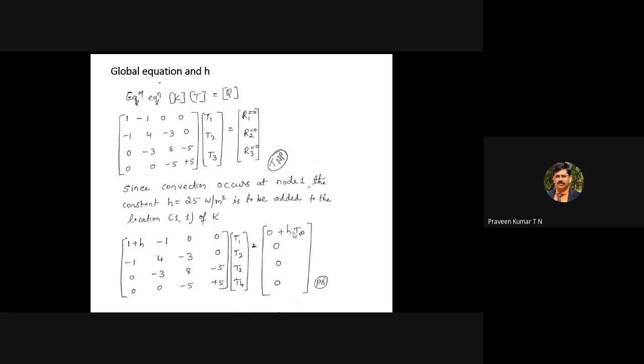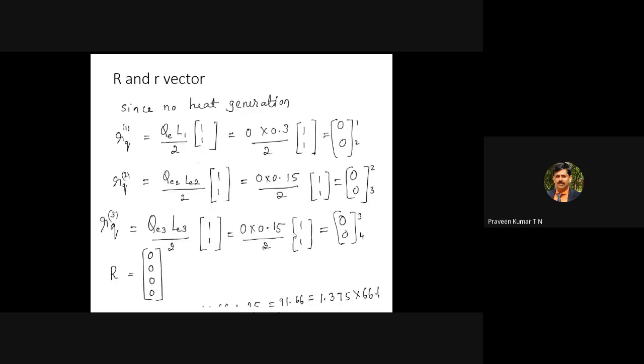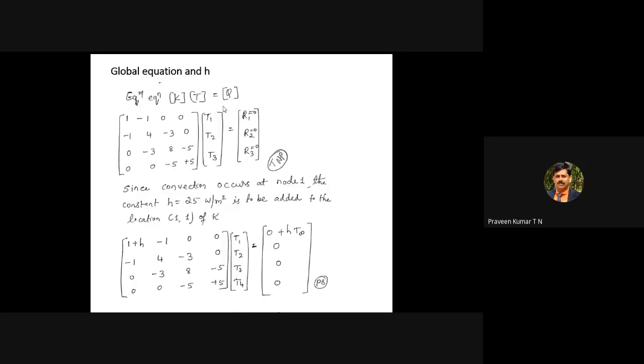The remaining previous steps are exactly similar to the bar problem. Here is the only difference. Now, I think I have shown this. I think there may be mistakes here. Since there is no heat generation, already you have written 0, 0, 0 here.